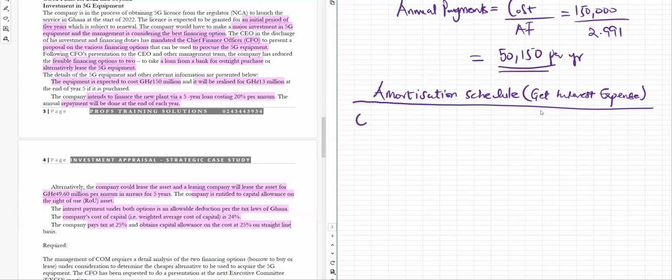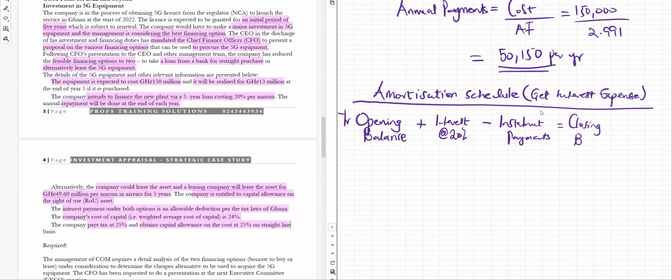So the amortization schedule, we need the opening balance. So my opening balance, okay? Or you can just say balance brought forward. Okay, so opening balance. Then once you get your opening balance, you add your implicit interest, and the interest here was at 20%. Then you less your installment payments. The installment payment is the cash payment, and that gives you your closing balance. Okay, please remember this.